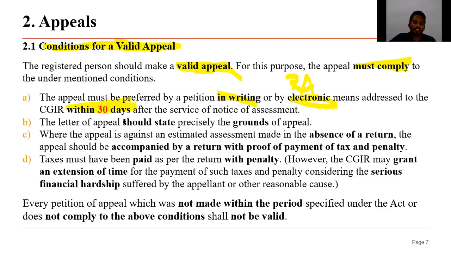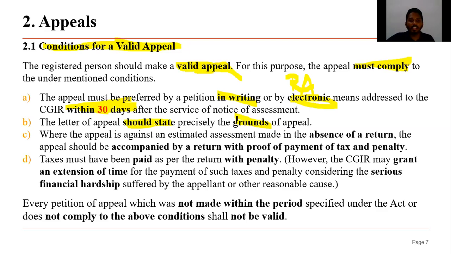And you are required to clearly state the grounds of appeal. This is the reason why we are not accepting the assessment, saying that valid ground. Let's assume they have issued an assessment by including an additional 100 million, even though you declared 100 million. Then you have to say, no, this is not the case. The actual amount should be 100 million, with the valid ground.